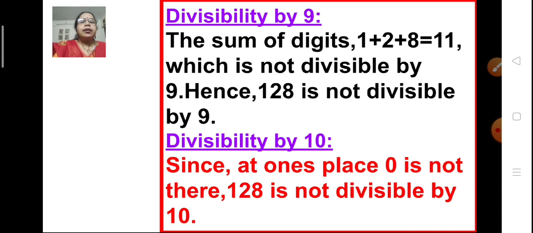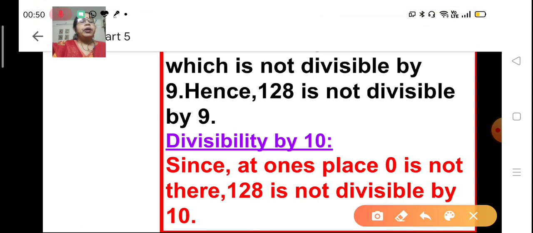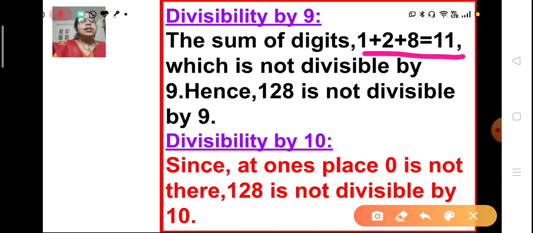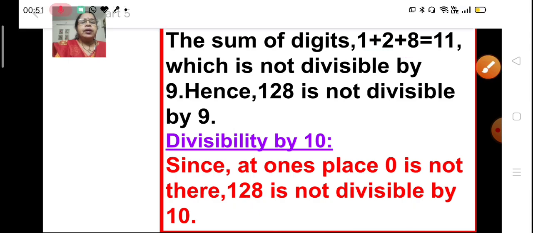Now divisibility by 9. What is the rule? If the sum of the digits is divisible by 9, then the number is also divisible by 9. So what is the sum of the digits? 1 plus 2 plus 8 is 11, isn't it? And we know 11 is not divisible by 9. So the number 128 is also not divisible by 9. Now divisibility by 10. For a number to be divisible by 10, it should have 0 in ones place. But in 128, what digit do we have in ones place? It is 8. So it is not divisible by 10 also.